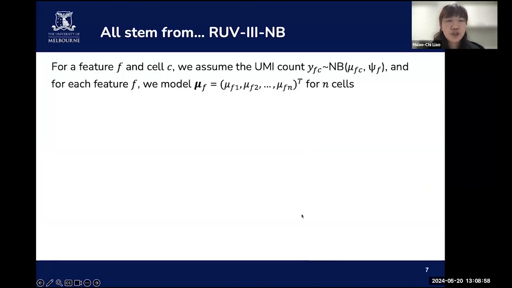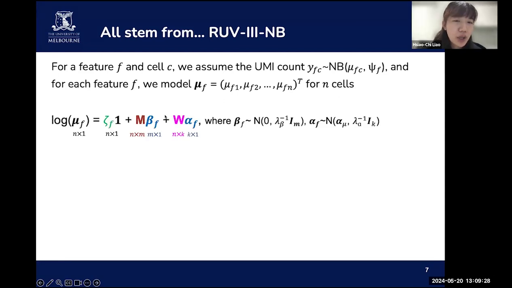Okay, so our approach stems from the IUV3MB model. For feature f and cell c, we assume the UMI count comes from a negative binomial distribution with mean parameter mu and a feature-specific dispersion parameter psi. For each feature f, we model the mean parameter, which is a vector for n cells. This is what our generalized linear model looks like.